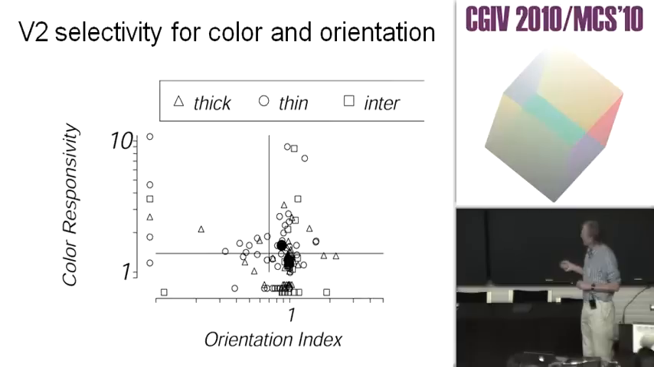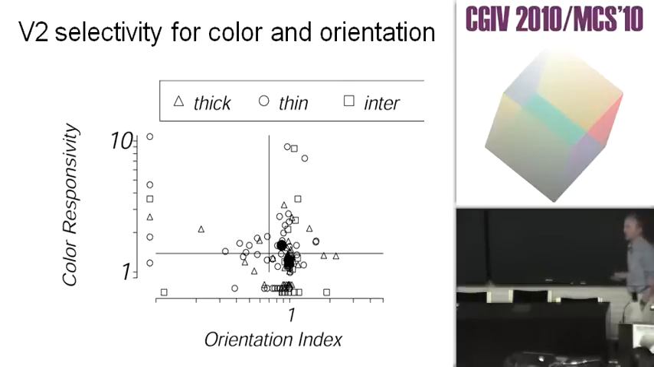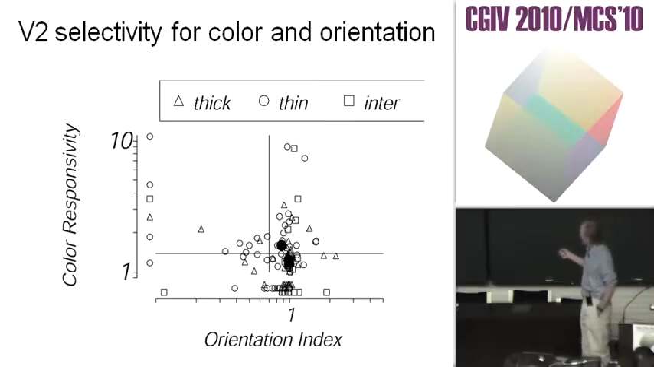So when we looked at how the orientation selectivity of a cell would be related to the color responsivity, we found that basically the two are not correlated. So if there was a segregation of color and luminance, of color and orientation, color and form, we would expect that all the cells that are very selective for orientation, which is basically all the cells to the right of this line, would not show any color selectivity, that they would all be here in the lower right quadrant. And the color cells should all be in the upper left quadrant. And this is clearly not the case.